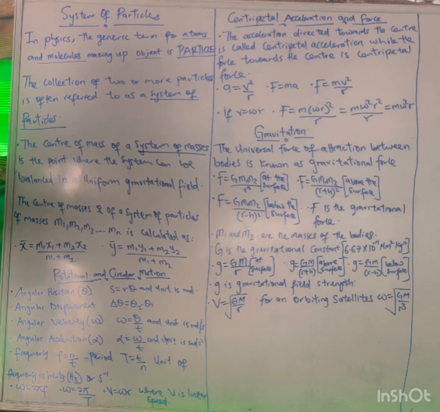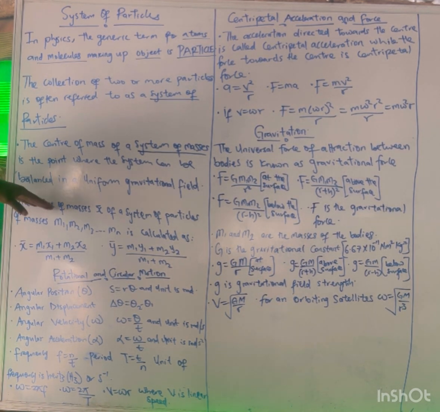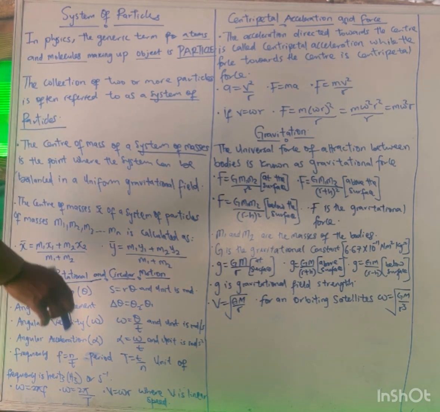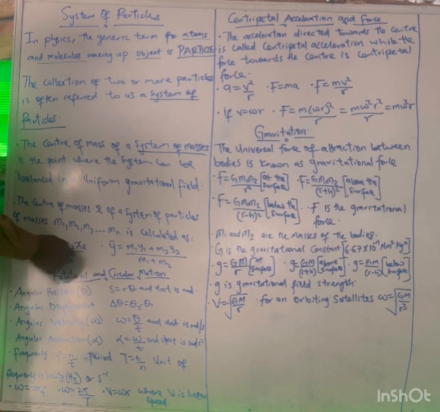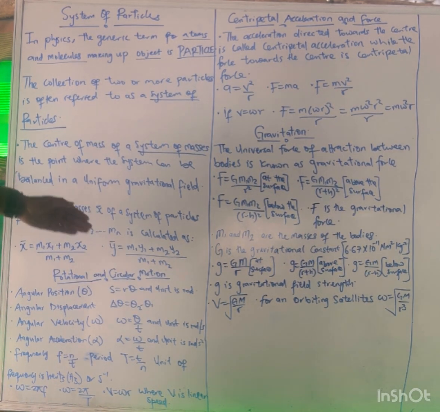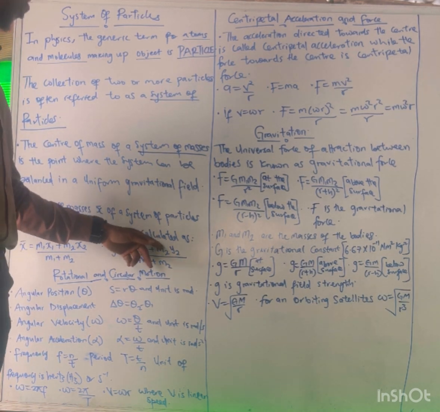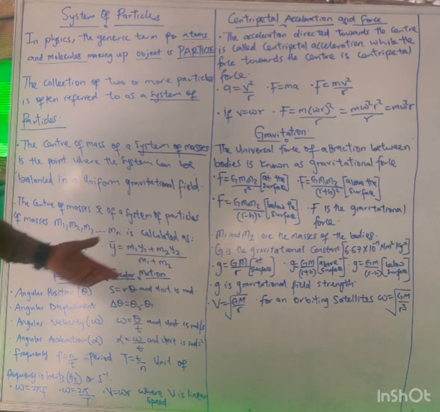The next thing is that there are ways of calculating the center of mass. The center of mass can be calculated depending on the parameters given to us. If we are given the mass and the distance, and the distance given is the x coordinate, we use the formula m1x1 plus m2x2 all over m1 plus m2. But if the distance given is the y coordinate, we use m1y1 plus m2y2 all over m1 plus m2.